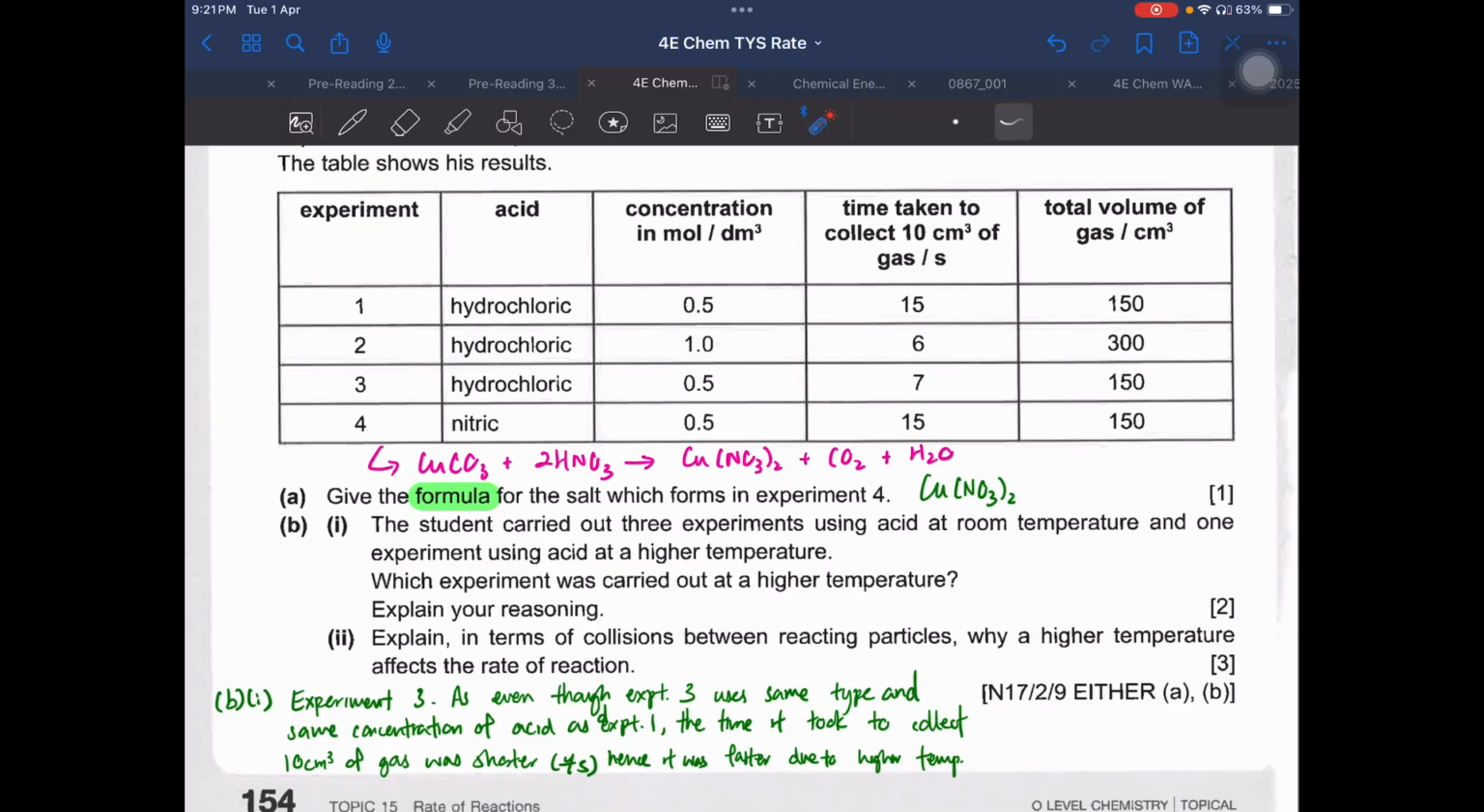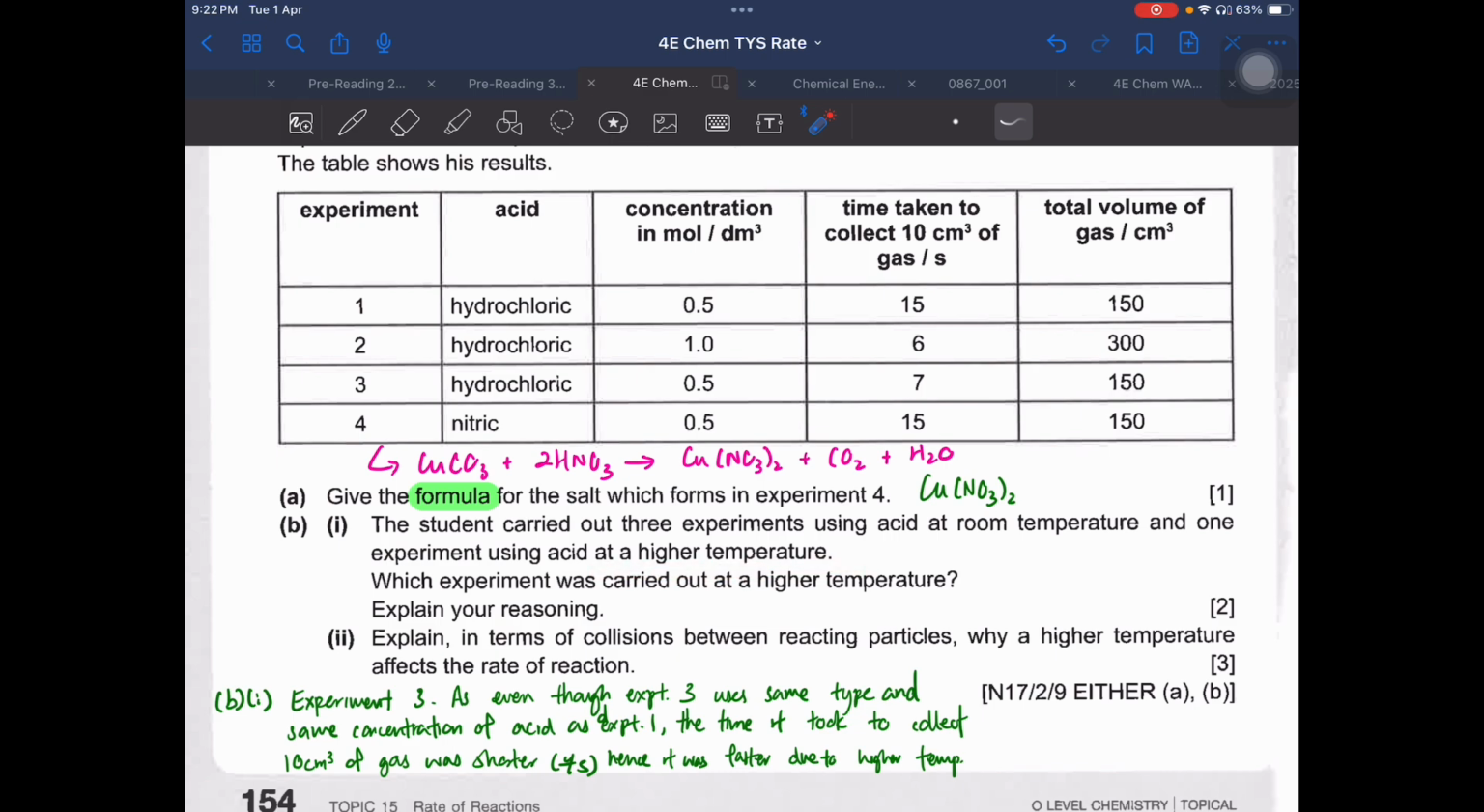The reason is because even though experiment 3 uses the same type of acid, which is hydrochloric acid, same concentration, which is 0.5 mol per dm cube as experiment 1, the time it took for the collection of 10 cm3 of gas was actually shorter at 7 seconds, and therefore we can conclude that it's actually faster due to the higher temperature. And this is because the question says that one of them is at a higher temperature, right? And that's why we deduce from there.